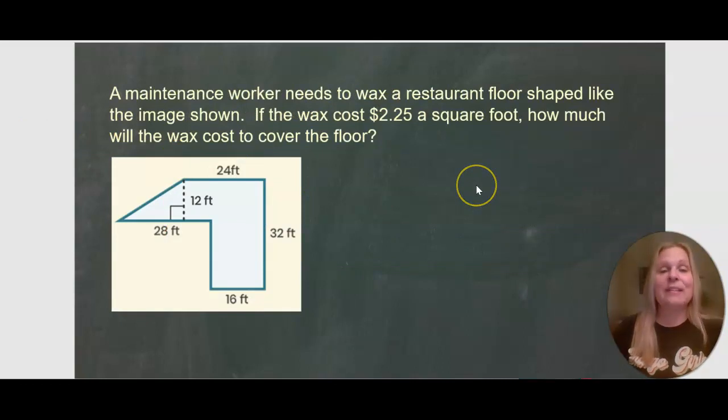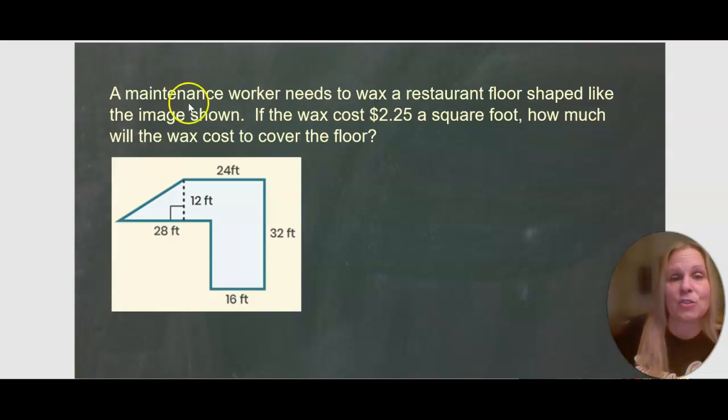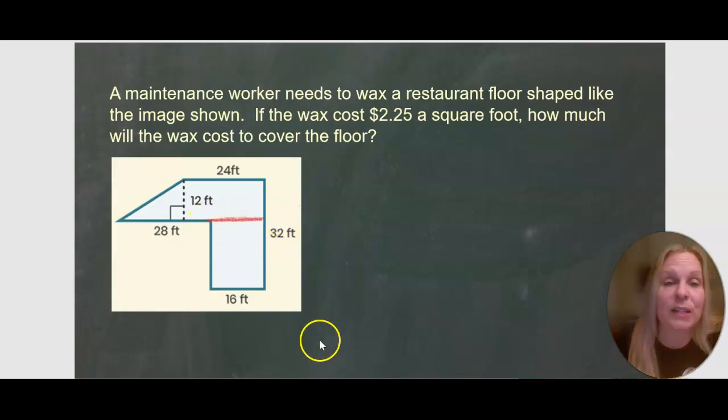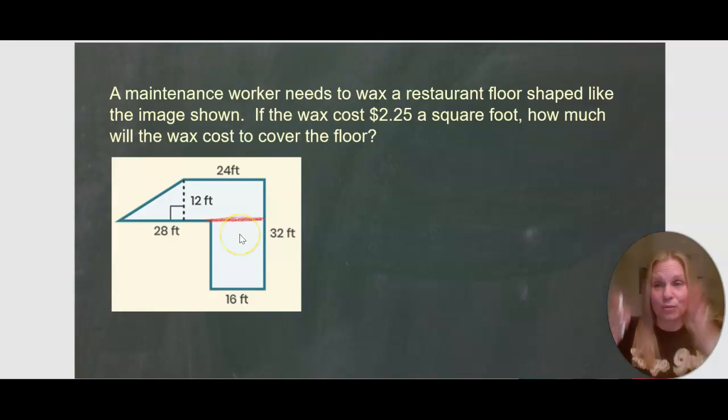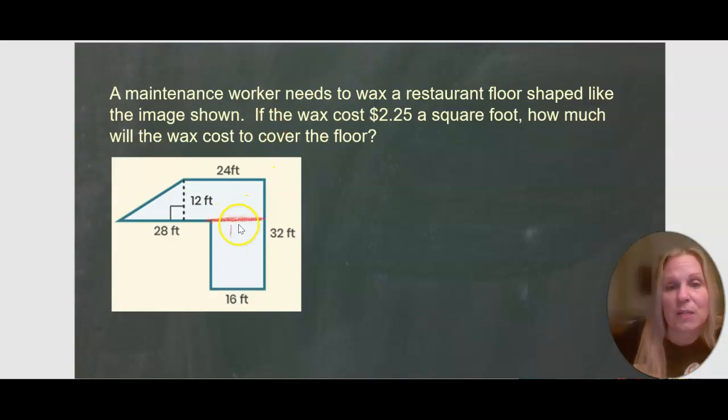Okay, so again, for this one, I would break it up into a trapezoid and a rectangle. So here's my trapezoid, on top. And that red line that I just drew in, I don't know the measurement of it, right? But I can find it because I can just look straight down and know that that measurement down on the bottom is going to be the same as it is at the top of the rectangle. So this must also be 16, right?